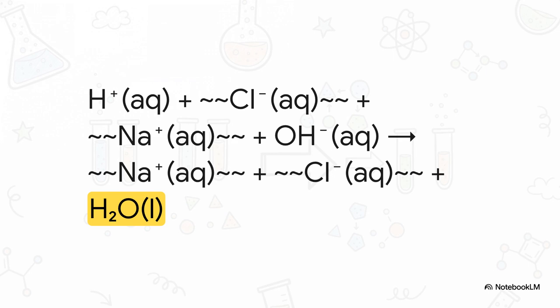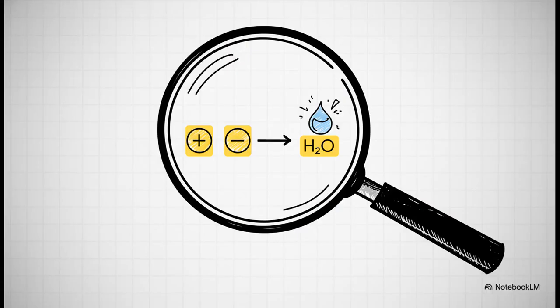And since they didn't really participate, we can just remove them from our investigation. Let's clear the scene so we can focus on where the real action is. And there it is, the big reveal. When you clear away all the bystanders, you're left with this beautiful, simple, elegant equation. This is the net ionic equation. It shows us what really happened, what actually changed. A hydrogen ion and a hydroxide ion came together to form a molecule of water. That's it. That's the core of the entire reaction.